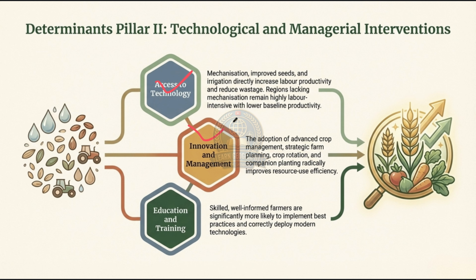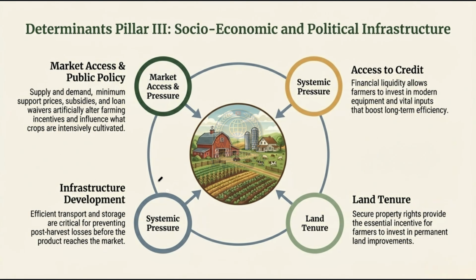Innovation and management. The adoption of advanced crop management, strategic farm planning, crop rotation and companion planting radically improves resource use efficiency. Then education and training. Skilled, well-informed farmers are significantly more likely to implement best practices and correctly deploy modern technologies. Determinants, pillar 3, socio-economic and political infrastructure. Market access and public policy, supply and demand, minimum support prices, subsidies and loan waivers artificially alter farming incentives and influence what crops are intensively cultivated.